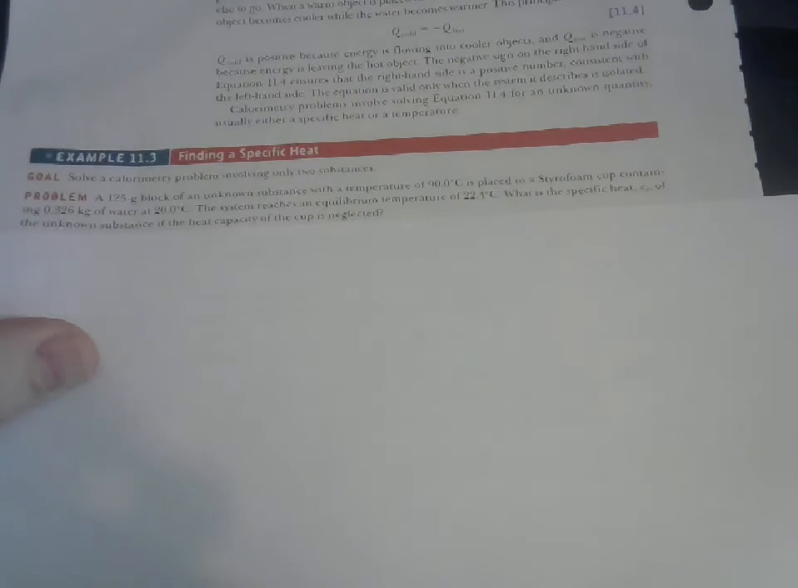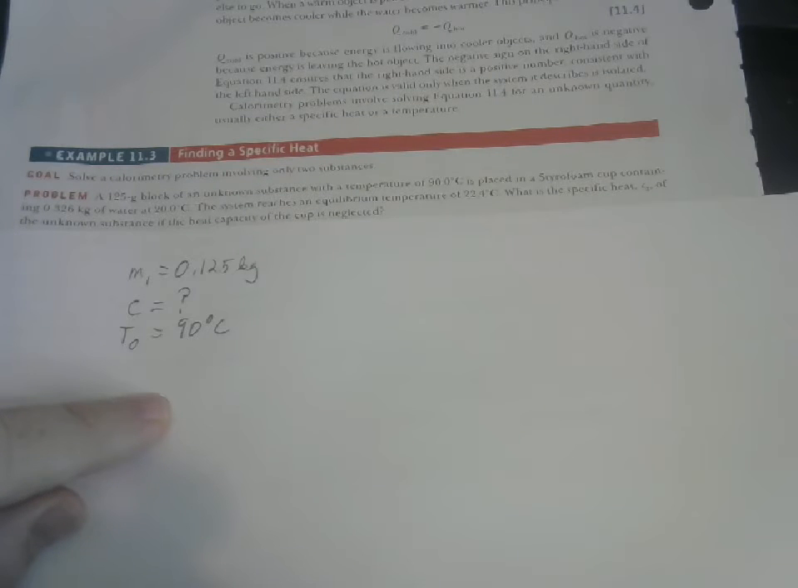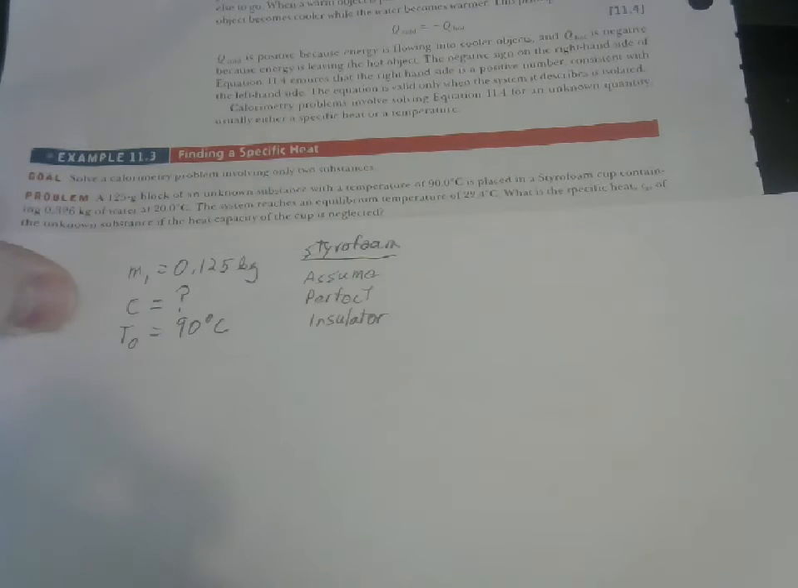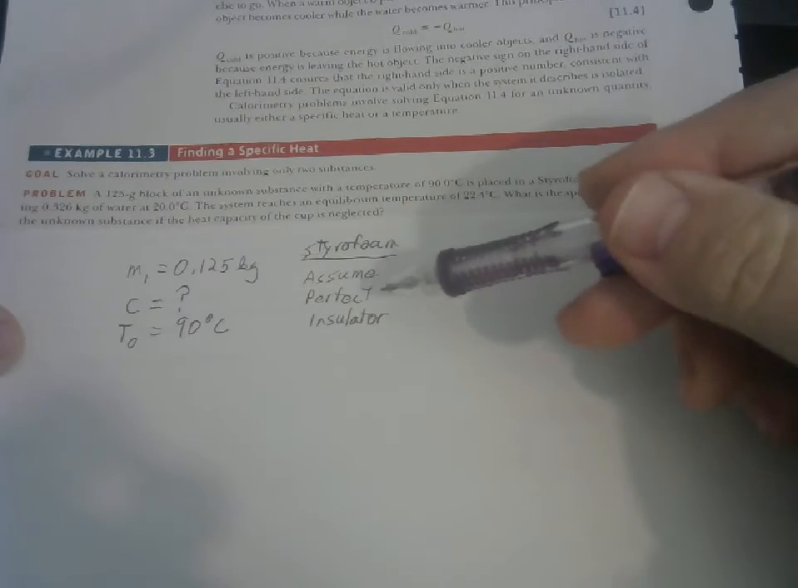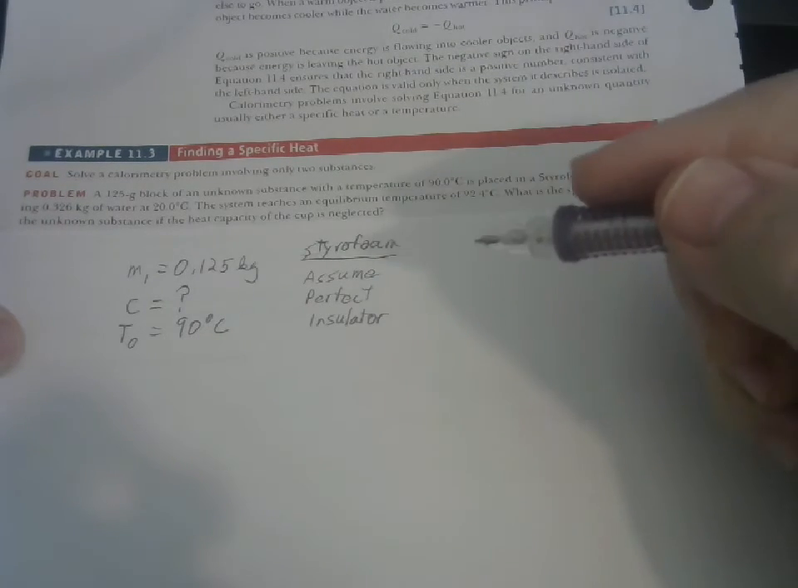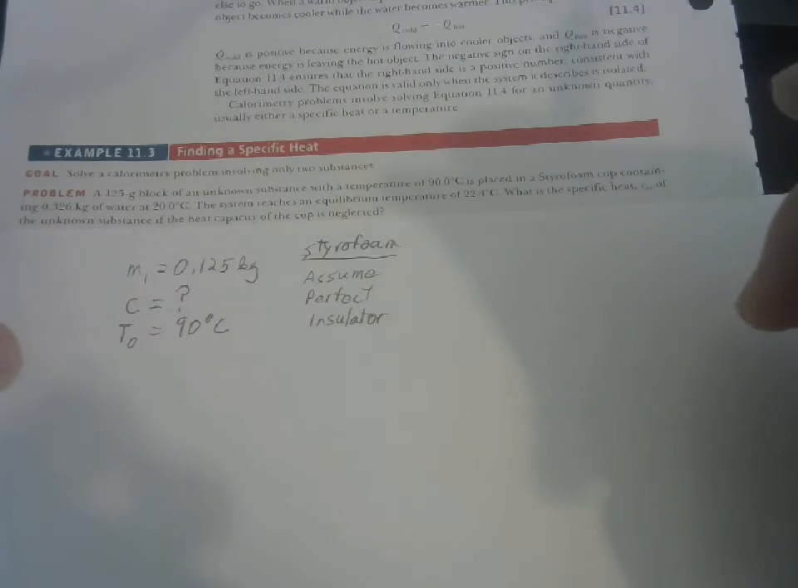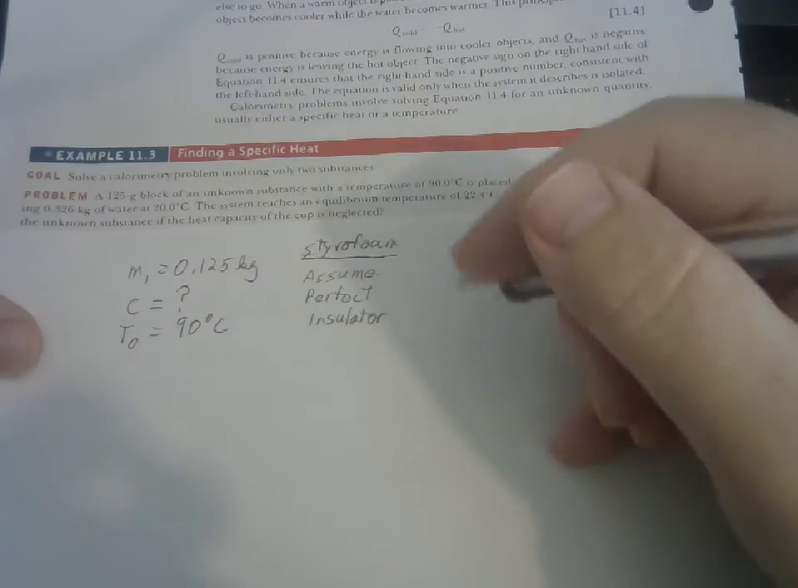Example 11.3, finding a specific heat. A 125 gram block of an unknown substance with a temperature of 90 degrees Celsius is placed in a styrofoam cup. And I think for our purposes, we're assuming that the styrofoam provides perfect insulation, which means that no heat is escaping out of the styrofoam.